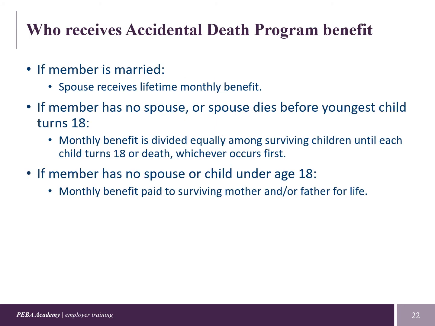The Accidental Death Program monthly benefit is paid to the survivor's spouse if married for the rest of their life. If the member has no spouse or the spouse dies before the youngest child turns 18, the monthly benefit would be divided equally among the surviving children until age 18 or death, whichever occurs first. If the member has no spouse or no child under the age of 18, the benefit is payable to the member's surviving parents for life.